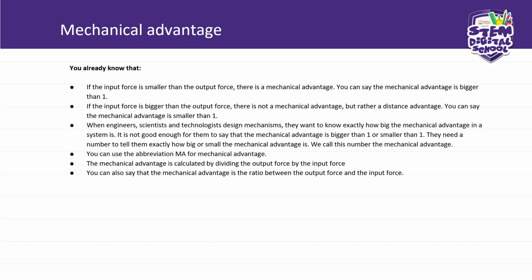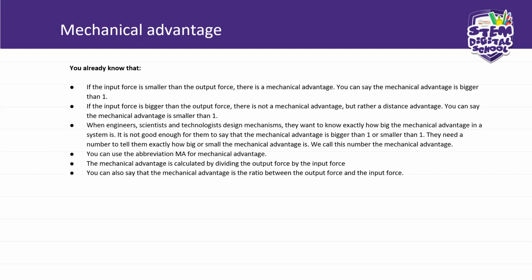If we see that our system does have mechanical advantage, then we go further to determine the value of that mechanical advantage, or the amount of that mechanical advantage. That's why we do calculations. Okay, we'll proceed to do calculations. We'll use a formula, and then you'll see how we determine the amount of mechanical advantage each mechanism can give us. You can use the abbreviation MA for mechanical advantage. The mechanical advantage is calculated by dividing the output force by the input force.